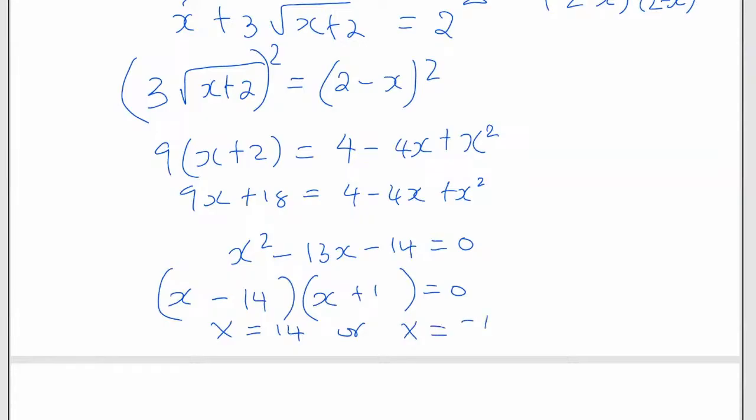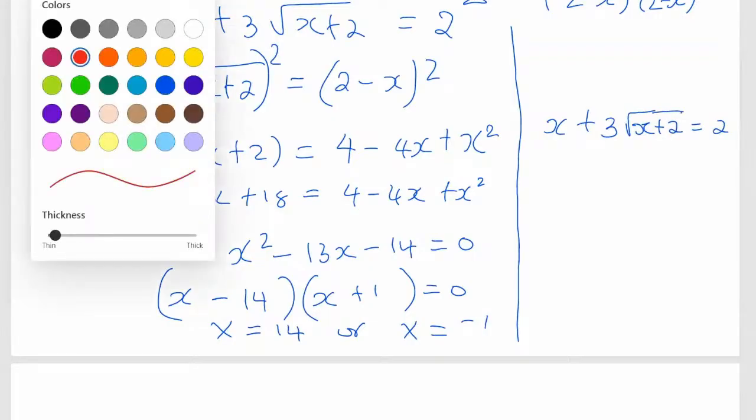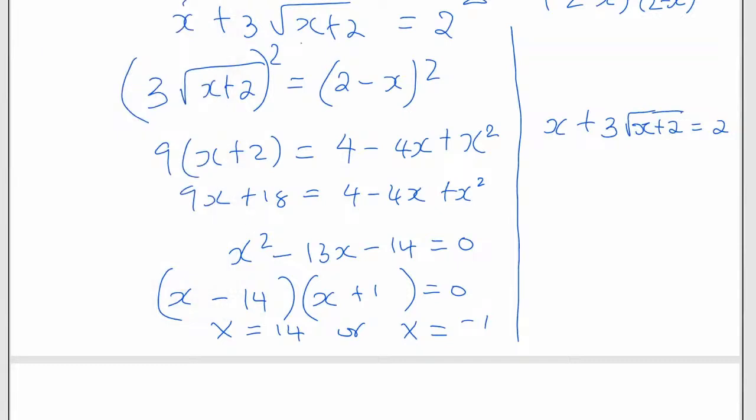Now, the last step is for us to test these answers of ours using the first original equation that we were given. So the original equation was x plus 3 root of x plus 2 must give us a 2. Okay, so we test the left-hand side against the right-hand side, left and right, and then see.